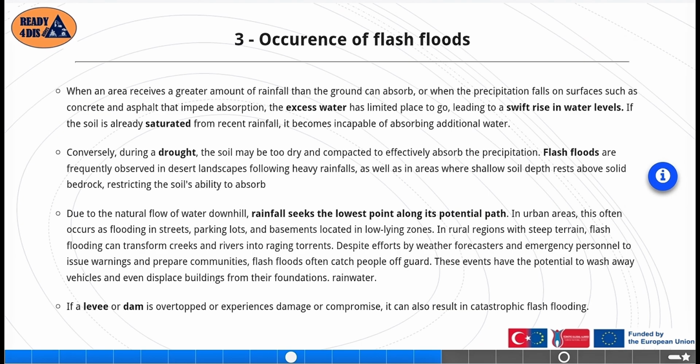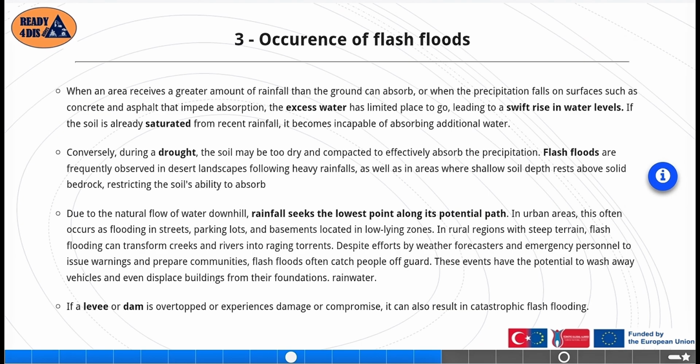Occurrence of flash floods. When an area receives a greater amount of rainfall than the ground can absorb, or when the precipitation falls on surfaces such as concrete and asphalt that impede absorption, the excess water has limited place to go, leading to a swift rise in water levels. If the soil is already saturated from recent rainfall, it becomes incapable of absorbing additional water. Conversely, during a drought, the soil may be too dry and compacted to effectively absorb the precipitation.